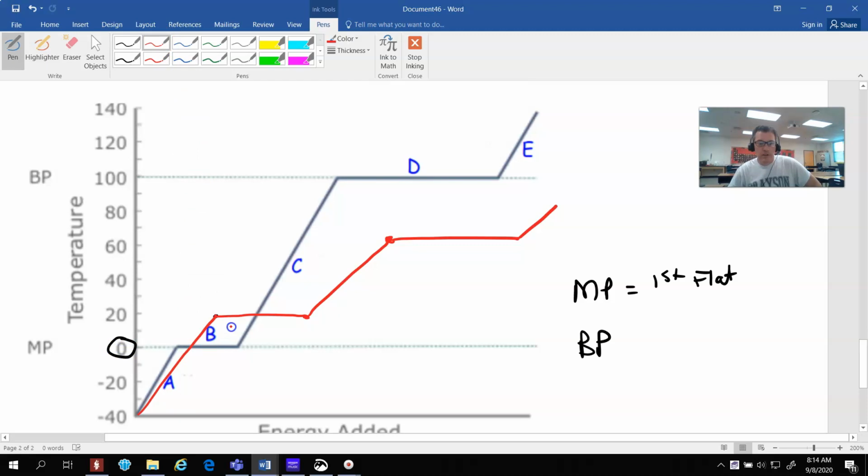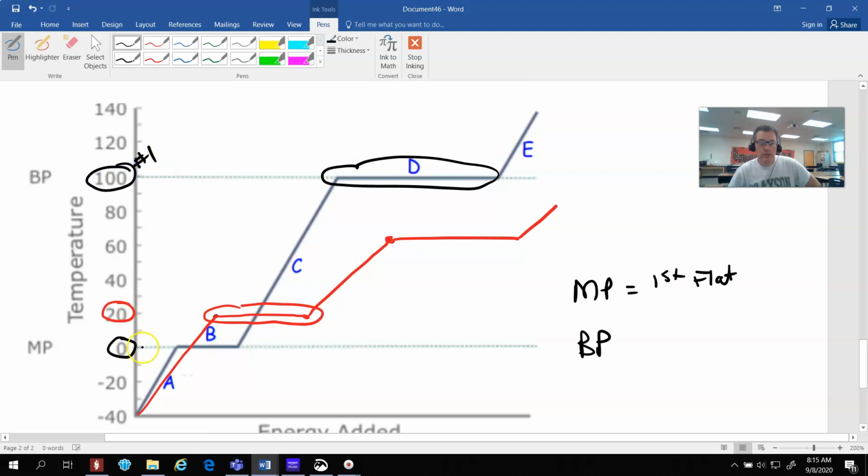Well, the second one, again, we want to look at where its flat line is. So this is going to be the solid part going up, and then this would be the point at which it was melting. So the melting point of the second one would be 20. All right, the boiling point of the first one was this line. So the boiling point of number 1 was 100. All right, and so the boiling point of number 2 would be this flat line, which would correspond to about 60.